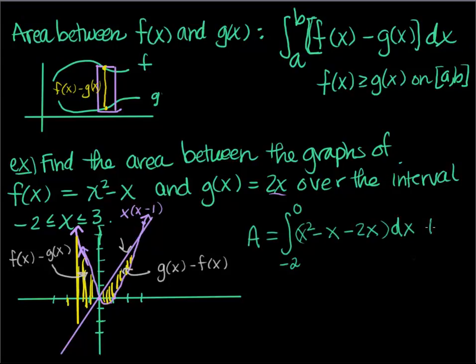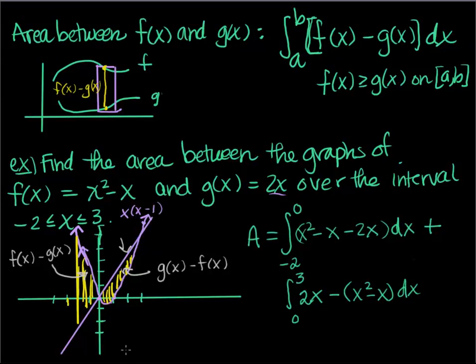And then my second area, I'm going to do plus 0 to, what do I want to go to? 3. And now look what's on top here, is the line. So I would have 2x minus, please make sure you put parentheses here. You are subtracting more than one term. So you must put parentheses and take that negative through.